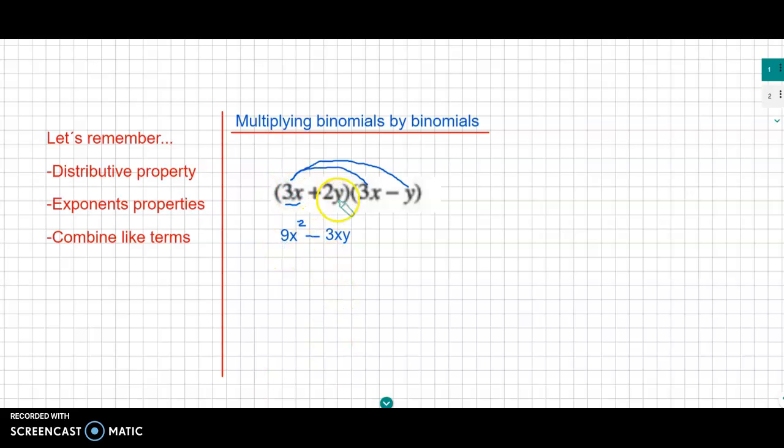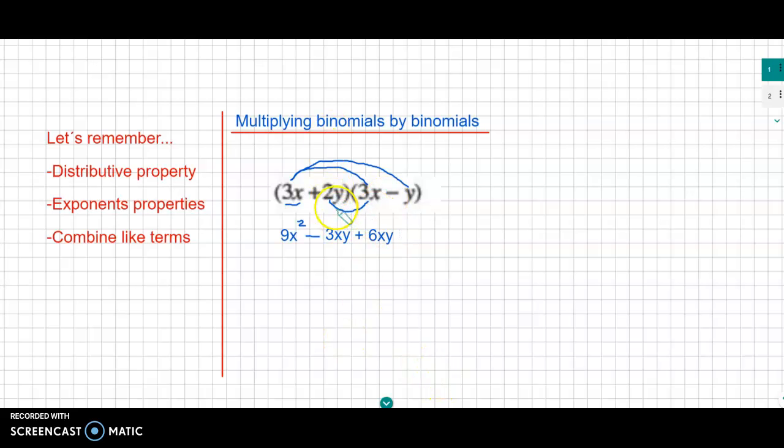Then we continue with the second term, so 2y times 3x. We can organize the variables, for example, in alphabetical order, so we can write first the x and then the y, like this, 3xy. We multiply the coefficients, 2 times 3, which is 6. So plus 6, and the variables are x and y, so we write them together, 6xy.